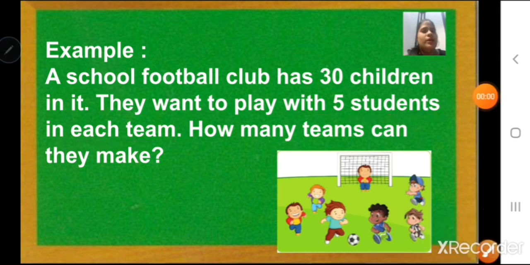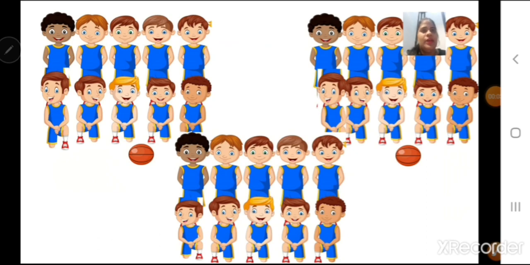We need to find out how many teams can they make. Okay. So children, look at this picture. Here we have 30 children, as per our question. Then they want to play with 5 students in each team. That means in one team there are 5 students. So what we will do is we will circle 5 children and make one team, so that we can find out how many teams can be made.